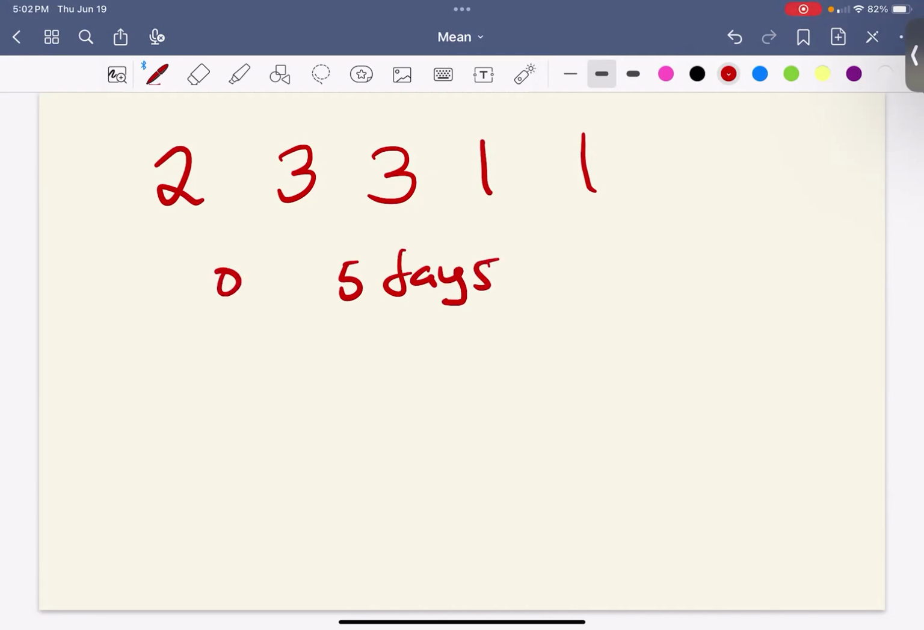eat several apples every day. So the first day you eat two apples, the next day you eat three apples. The next day, you eat three apples. The day after that, you eat one. And the day after that, you eat another one. So over 5 days, you ate 10 apples.